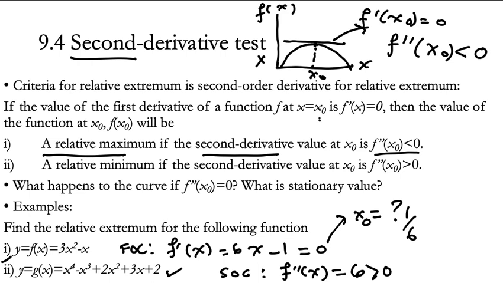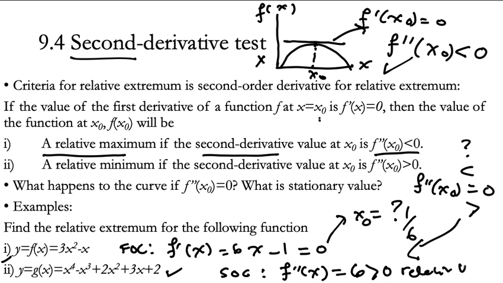But from here, what we can see is that f double prime x naught can be equal to 0, less than 0 or greater than 0. So which one? What happens if it is less? If it is less, this happens. What happens if it is more? This happens, isn't it? A relative maximum exists. But what happens if it is equal to 0? Like I said just now, you may have heard the term inflection point.